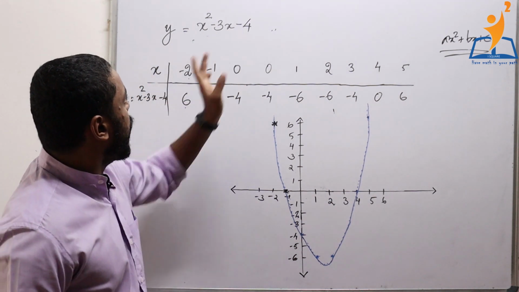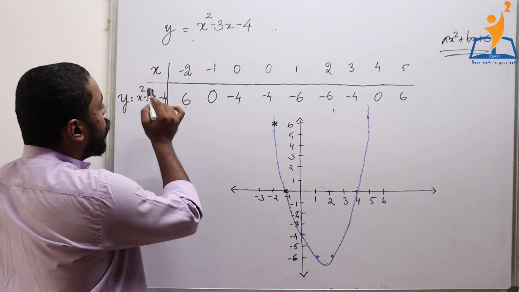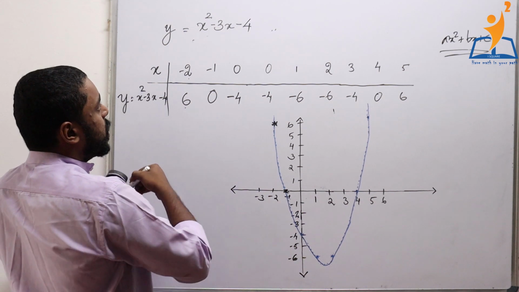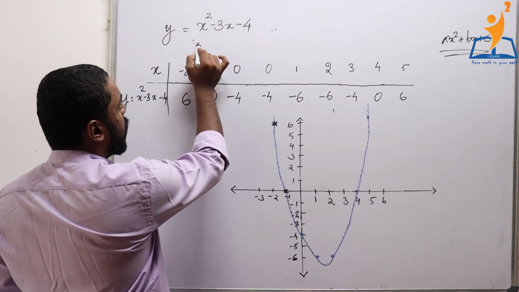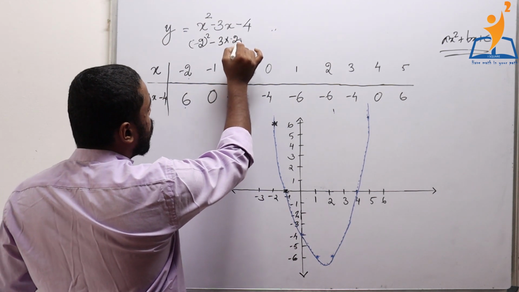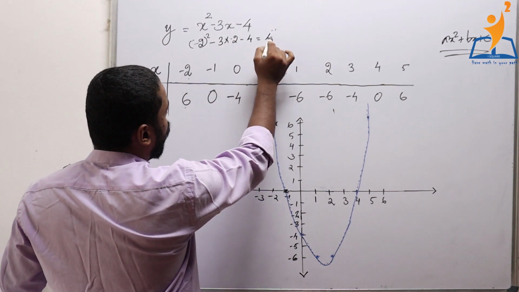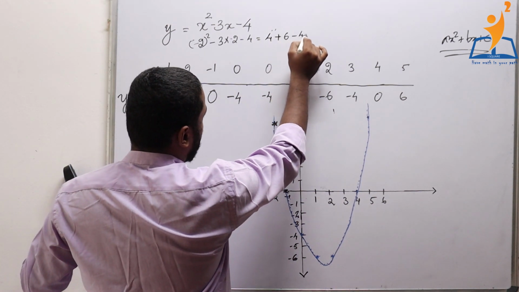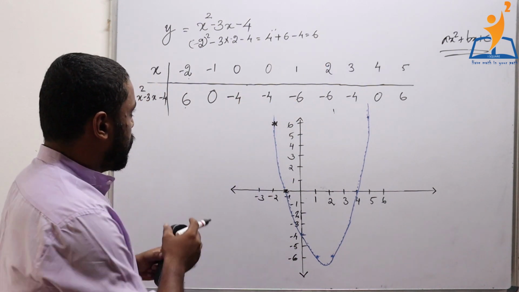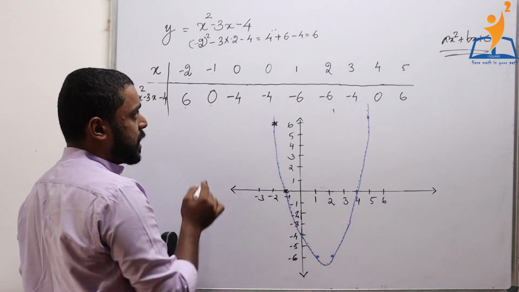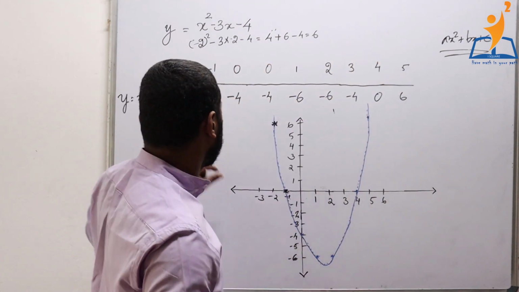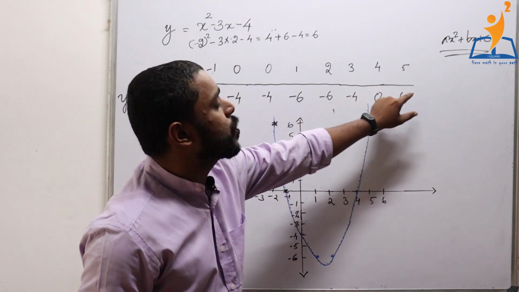Now y equal to x square minus 3x minus 4. When x equal to minus 2, y is equal to 6. It is enough to substitute x equal to minus 2 here. When x equal to minus 2, the value will be minus 2 the whole square minus 3 into minus 2 minus 4, equal to 4 plus 6 minus 4, equal to 6. See, when x equal to minus 2, the value will be 6. Similarly, when x is equal to minus 1, the value will be 0, and so on. We substituted various values for x and we got various values for the polynomial.